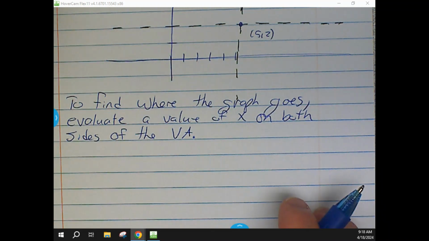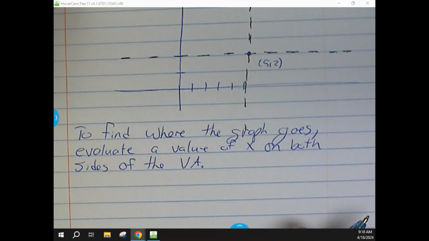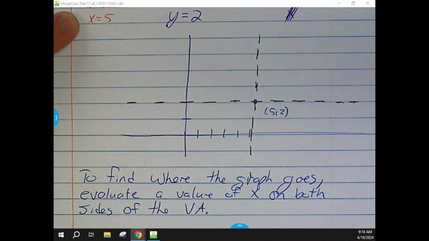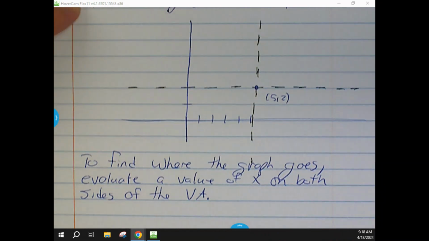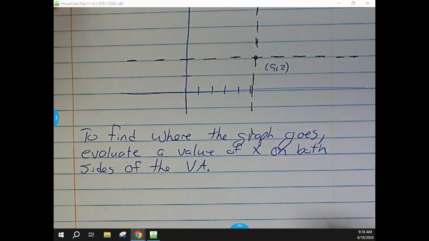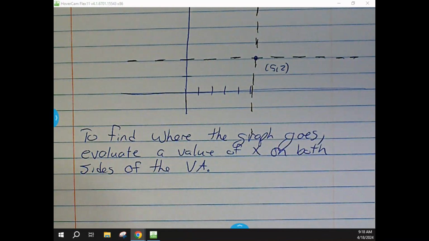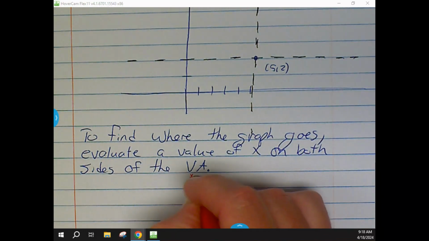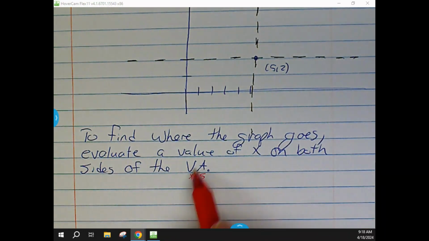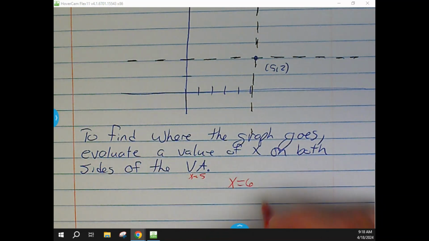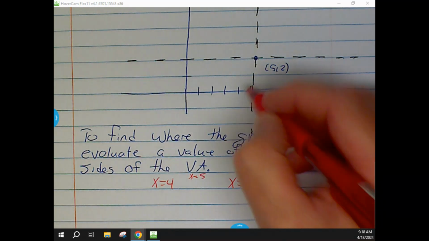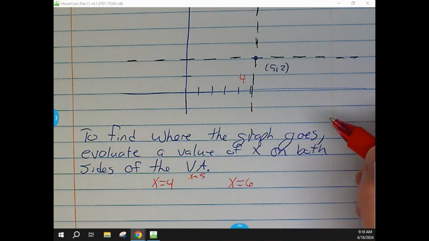Okay. And for that one, we know our vertical asymptote is x equals 5. So all we've got to do is plug in a value that's on either side of x equals 5. We're going to make it easy. We're going to plug in x equals 6, and we're going to plug in x equals 4. Because if 5 is here, we need to plug in 4 and see what happens. We're also going to plug in 6 and see what happens.